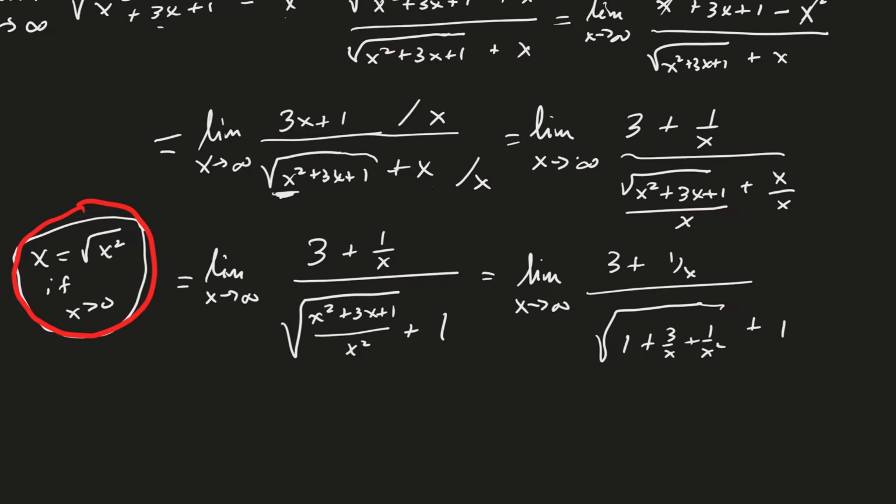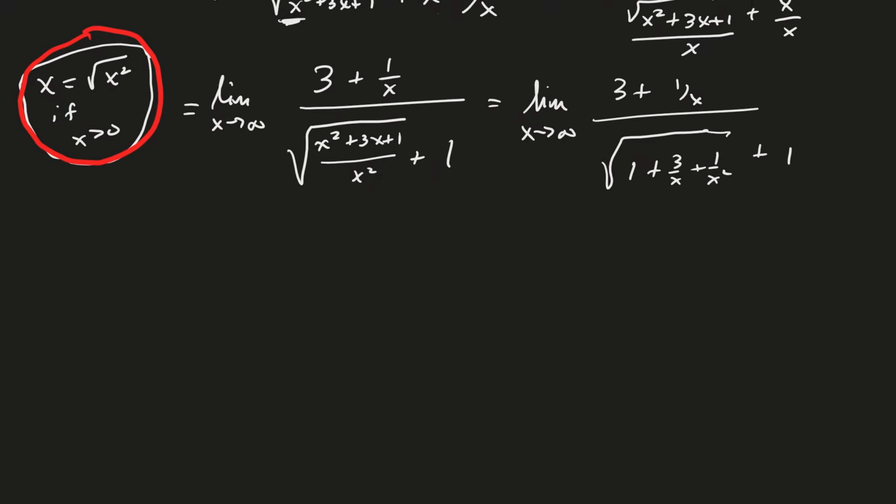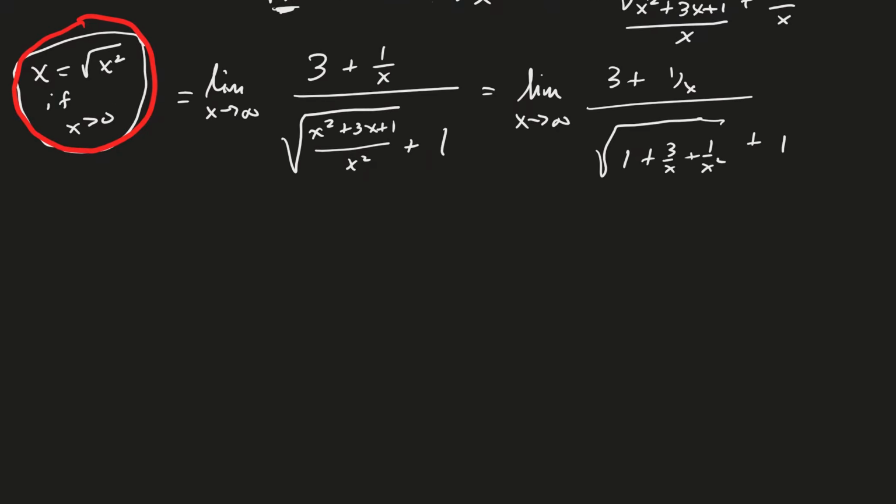Good. And now we're ready to take the limit as x goes to infinity. So as x tends to infinity, 1 over x goes to 0, 3 over x goes to 0, 1 over x squared goes to 0. And so what are we left with? 3/2, oh, sorry about that. We don't have to say the limit there. The limit is 3/2, and we're done.